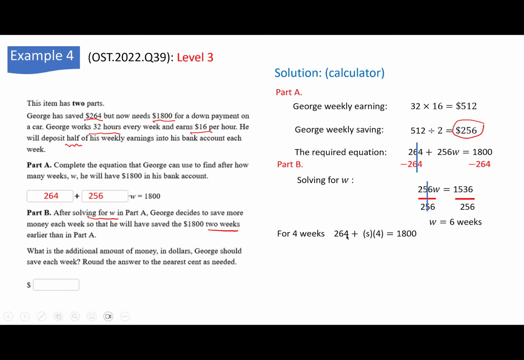So that's 264 plus S times 4 is equal to 1,800. Solve for S here, same steps that we did here. So you get S is equal to 384. He's not asking you this, he's asking you what is the additional amount. So he was saving 256, now he needs to save 384, so he is doing an extra $128 per week.